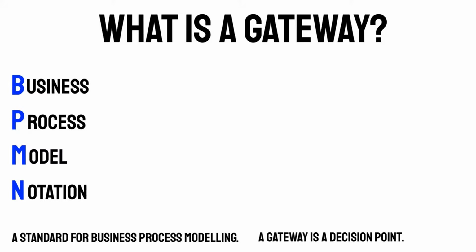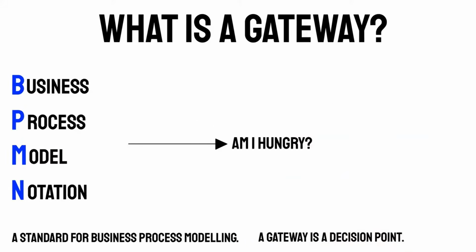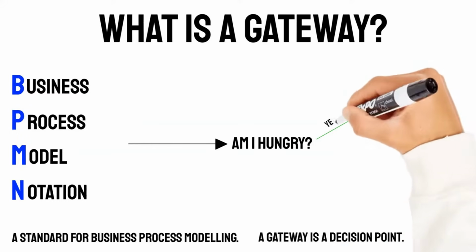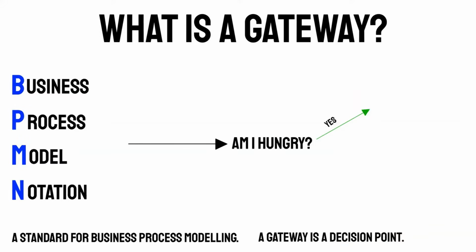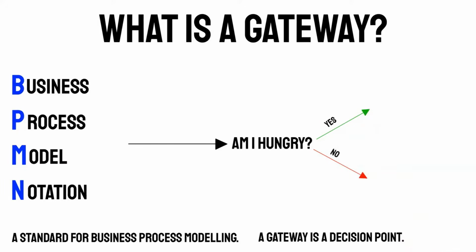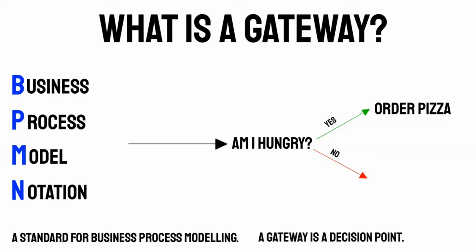Let me give you an example. When someone asks you if you also want to order a pizza, you ask yourself, am I hungry? Based on the outcome of this question, you decide whether you also order a pizza or not. This is a possible representation of a BPMN gateway, because based on the condition if you're hungry or not, you will decide which path you will go, either ordering or not.